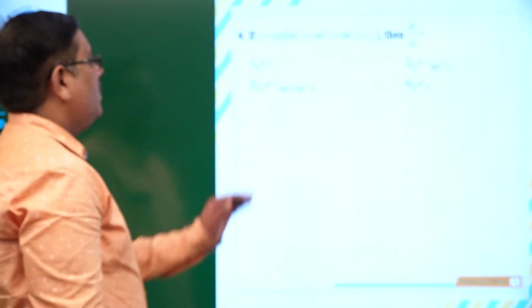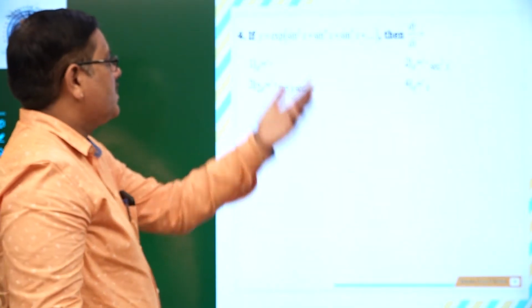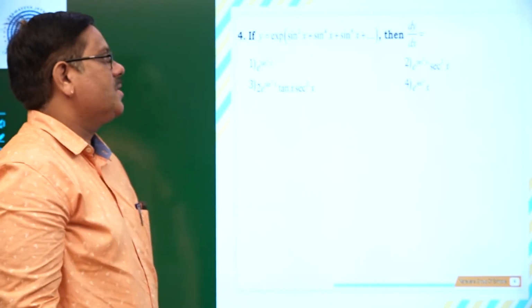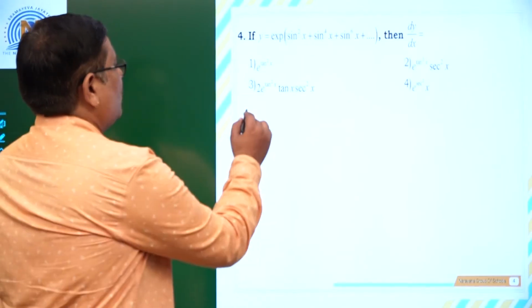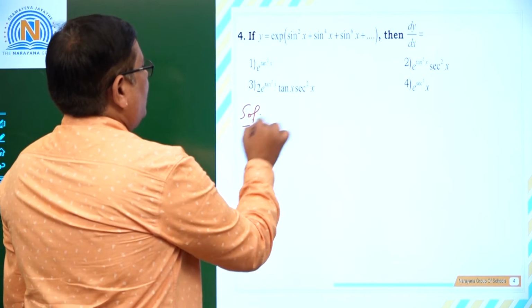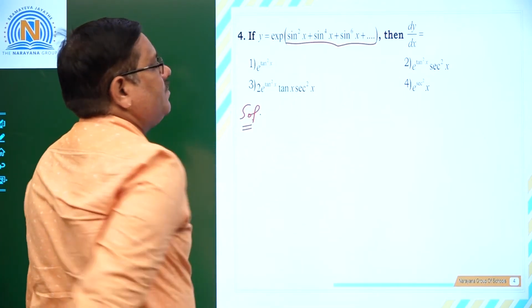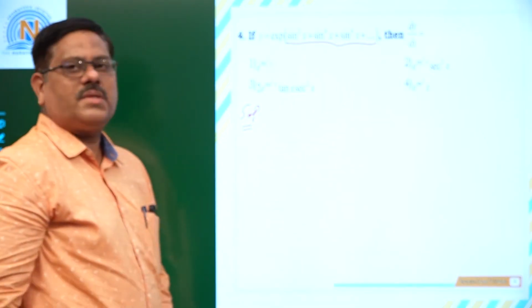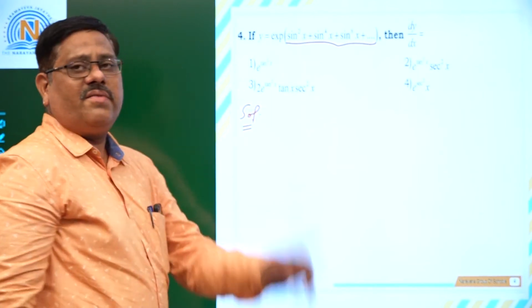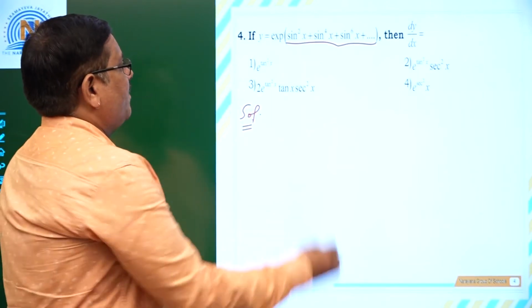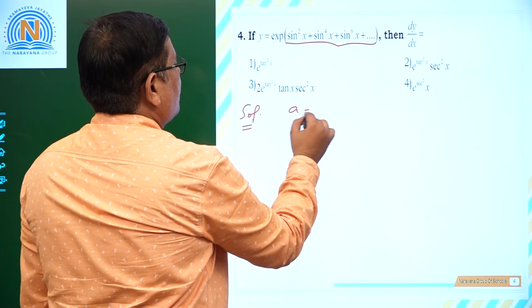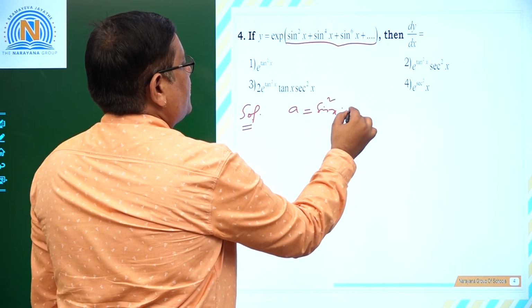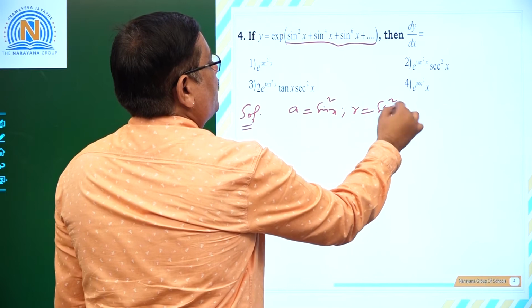If y is e power of sin square x plus sin power 4x plus sin power 6x plus so on, then what is dy by dx? What is y now? If you observe this particular series, sin square x plus sin power 4x plus sin power 6x plus so on up to infinity, it is an infinite GP with first term a equal to sin square x, and r equal to sin square x, both are sin square x here.